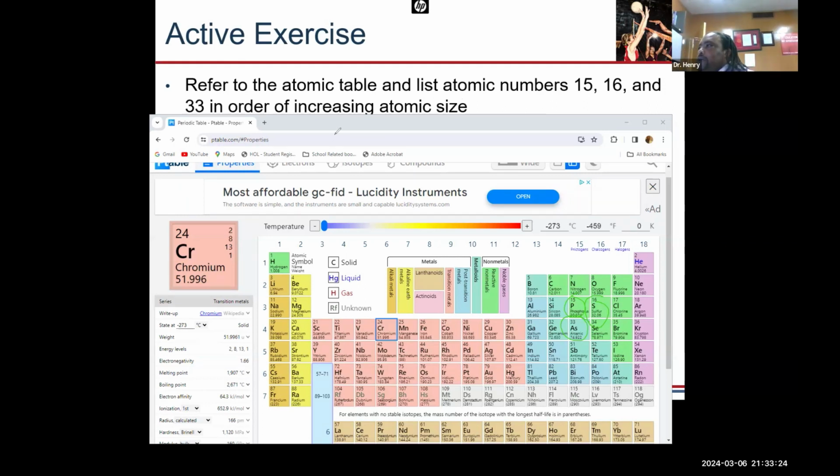No, you're right when you said 15, but 15 is going to be bigger than sulfur. So 16 should come first. Sulfur should be the smallest. Then it's going to be 15 and then 33, because 33 is going to be bigger because you're going to another level, going down.